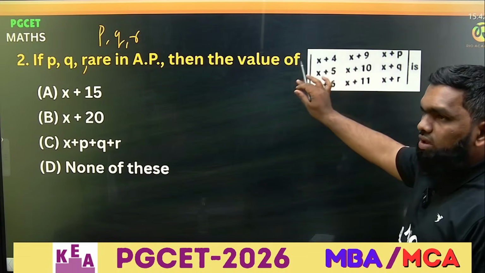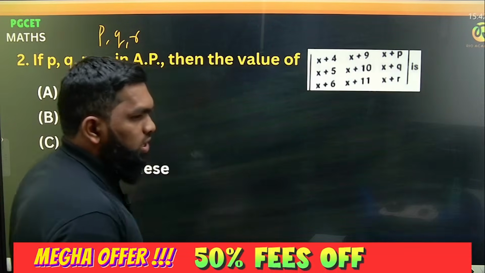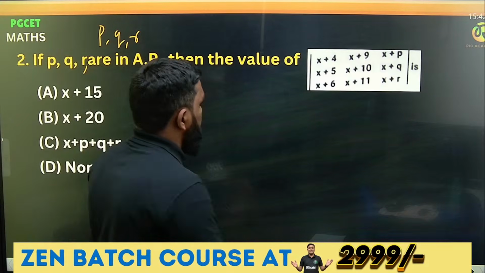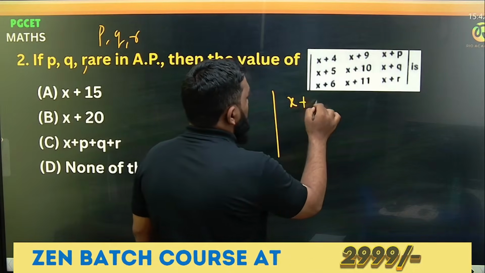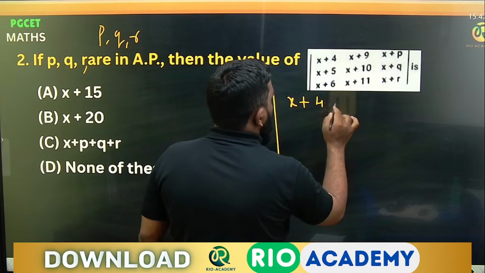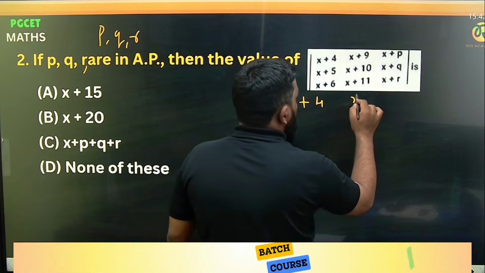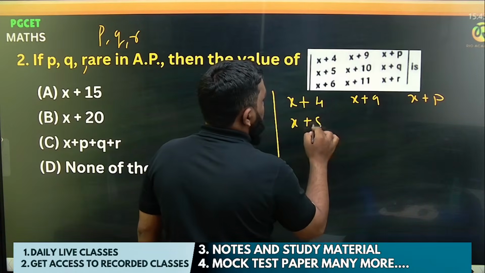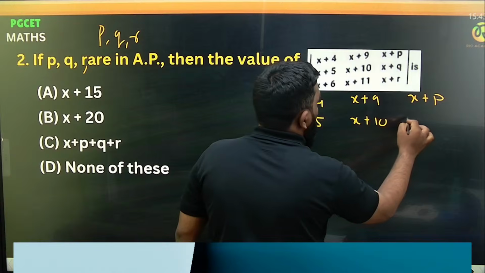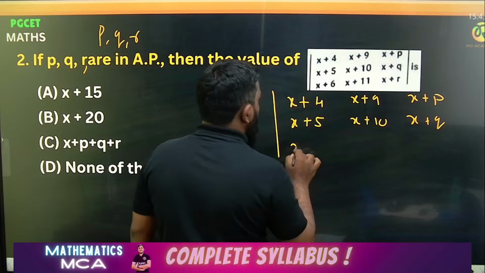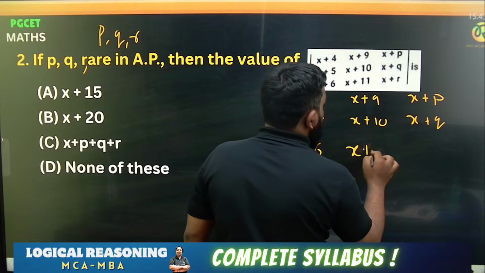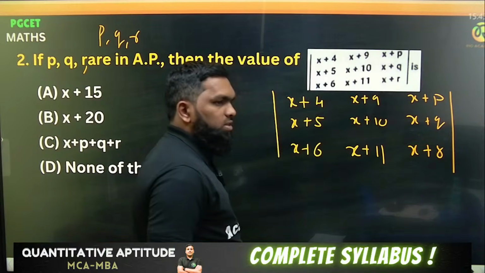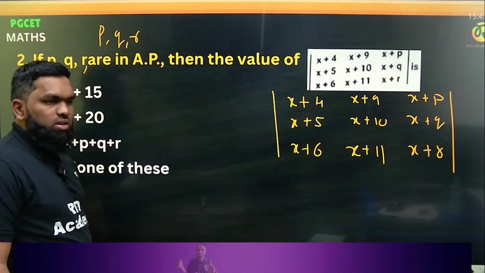See here, that is a very simple question. Which option is it? Reply to us. Meanwhile I will write the question: x plus 4, x plus 9, x plus p, x plus 5, x plus 10, x plus q, and x plus 6, x plus 11, x plus r. Tell me the answer.